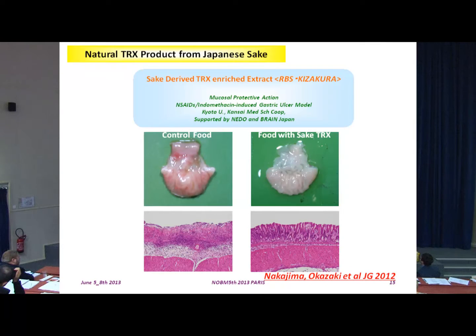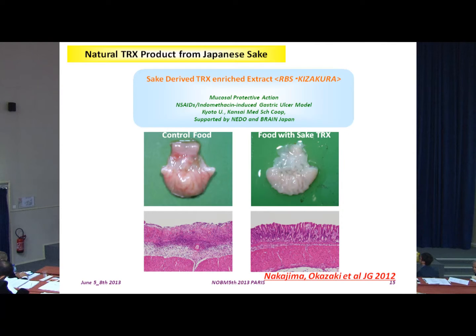So not just the skin, but a variety of mucosa, in this case the GI tract mucosal membrane, we expect that thioredoxin or thioredoxin-related products could control and modulate massive inflammatory changes from outside of the cells or tissues. Here we show, from the practical direction, not just a recombinant protein, but a thioredoxin-enriched extract from, in this case, Japanese sake breweries. These sake-derived thioredoxin-enriched fractions appear to have an effective anti-inflammatory and anti-ulcer effect.